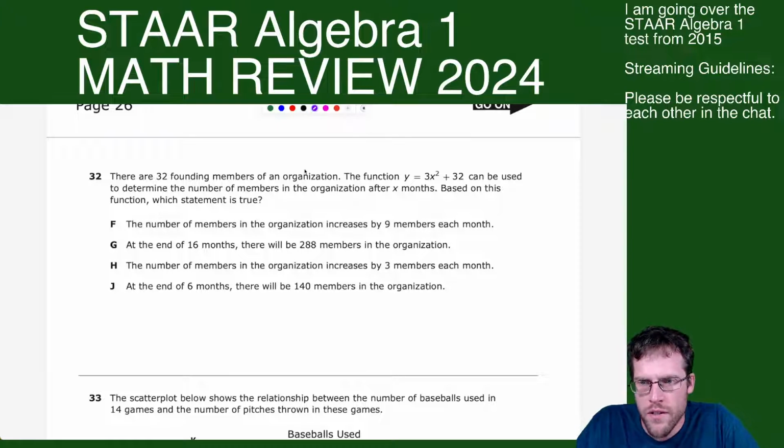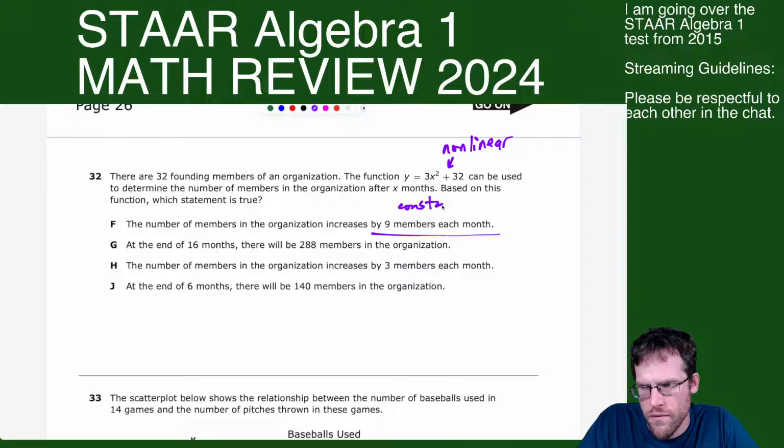There are 32 founding members of an organization, and this function can be used to determine the number of members in the organization after X months. Based on this function, which statement is true? So this one, the number of members in the organization increases 9 members each month. This is nonlinear, which means that we're not going to have a constant rate of change. 9 members each month is a constant rate of change. So I just know that this one's not it.